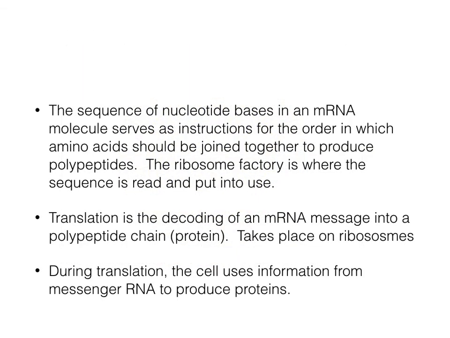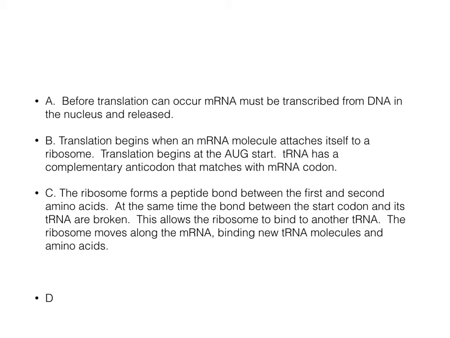The sequence of nucleotide bases in an mRNA molecule serves as the instructions for the order in which the amino acids should be joined together to produce polypeptides. The ribosome factory is where the sequence is read and put into use. Translation is the decoding of an mRNA message into a polypeptide chain. It takes place on the ribosomes, and during translation, the cell uses information from mRNA to produce proteins. So basically, before translation can occur, mRNA must be transcribed from the DNA and released into the cytoplasm.